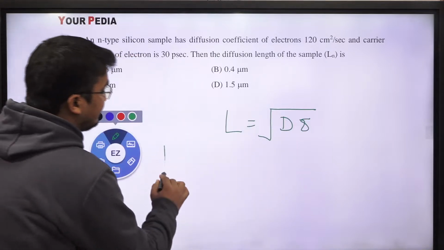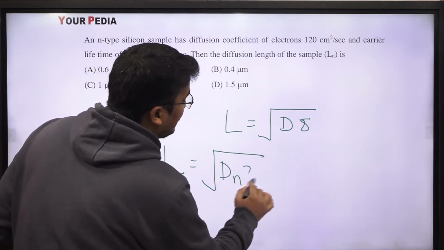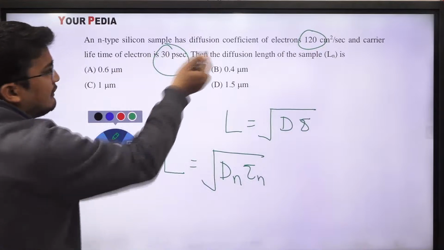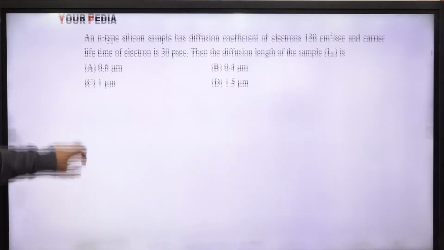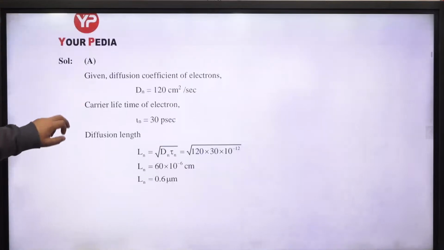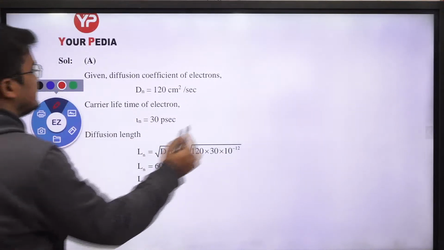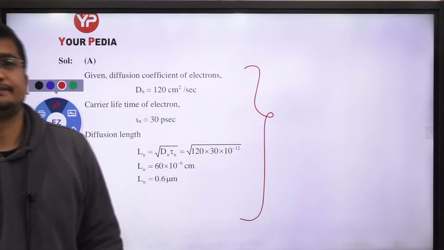He is asking for the diffusion length. L is equal to under root of Dn and tau n. Dn is given to you and tau n is given to you. Convert pico into normal units and you will get the answer. So guys, the answer will be as quoted by Anirudh. A is the answer. You can check it, you can take a screenshot of this. This is the answer. Is it clear? Check it please.